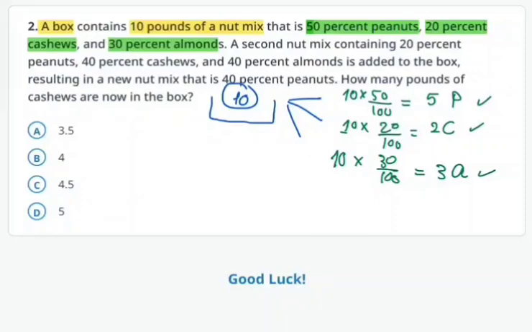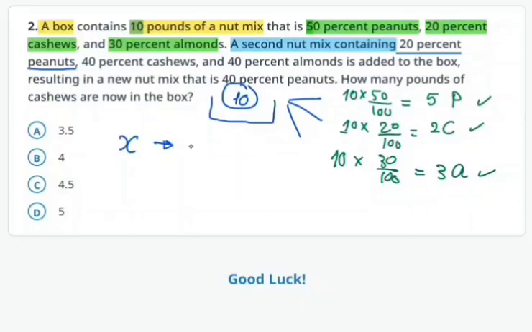The second part of the question starts from here. A second nut mix. If you notice, there is no amount of the second nut mix. Here, the amount was 10; it says a box contains 10 pounds of a nut mix. The second amount has no specific weight. So a second nut mix containing 20% peanuts. Let's imagine that the second amount of nut mix weighs X.